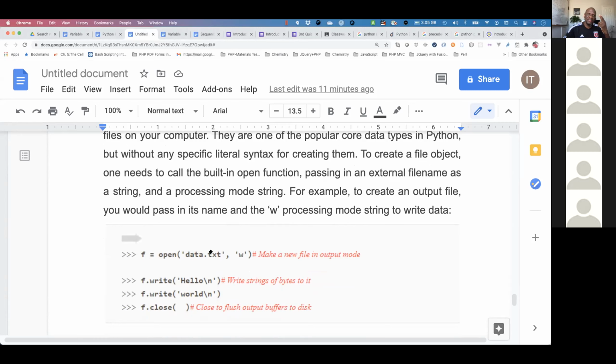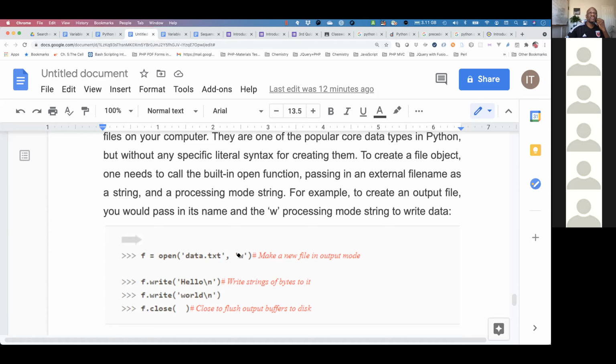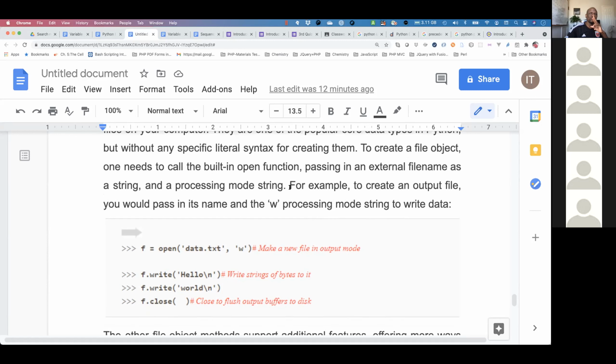This could be any file. It could be a log file. It could be a security file. It could be a file which for you, maybe you as a security analyst, you're going to use, just to determine what's going on. So you have to read it first. So when you read a file, you pass it as a mode. What's the mode? Reading is R, but this one is for writing, W. So we basically say we pass an external file as a string and process the mode string. For example, to create an output file, you pass in its name, which is here, okay?